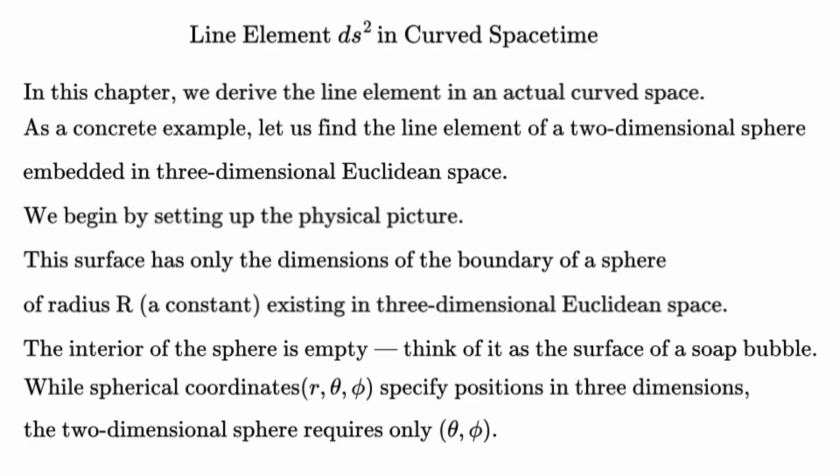This surface has only the dimensions of the boundary of a sphere of radius r, a constant, existing in three-dimensional Euclidean space. The interior of the sphere is empty. Think of it as the surface of a soap bubble. While spherical coordinates, r, theta, phi, specify positions in three dimensions, the two-dimensional sphere requires only theta, phi.